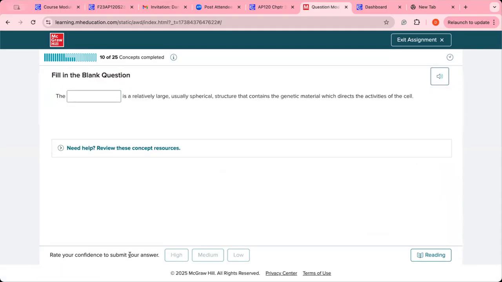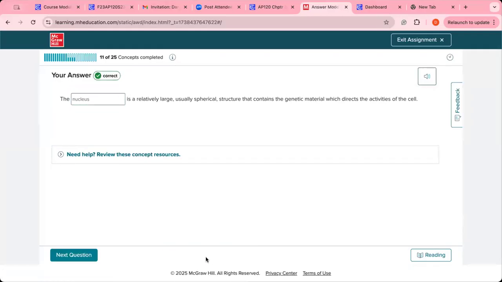So yeah, okay. The blank is a relatively large, usually spherical structure that contains the genetic material which directs the activities of the cell. Where's that big structure that looks like a ball? What do we call that? The nucleus. The nucleus, right? Mm-hmm. Good. Nice.